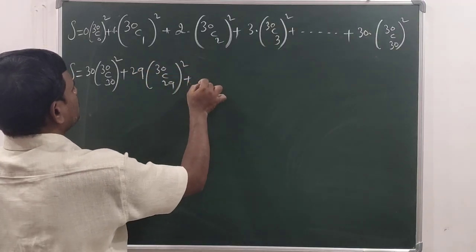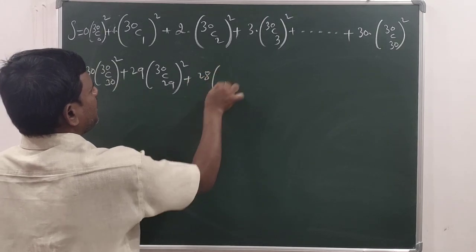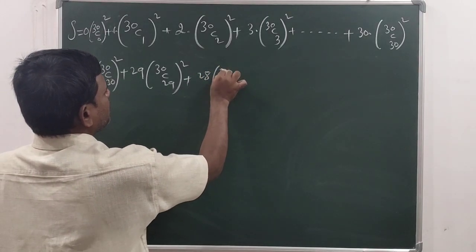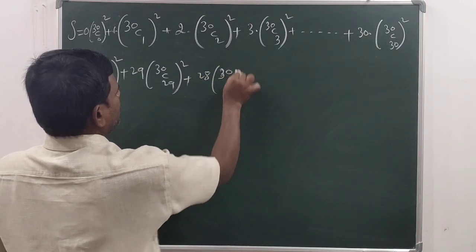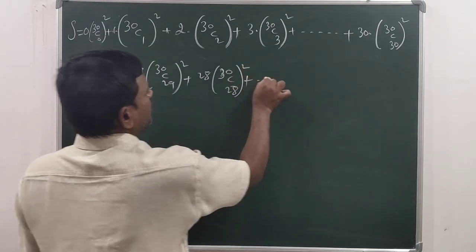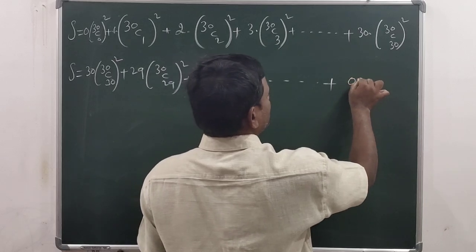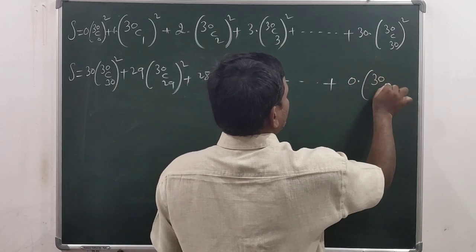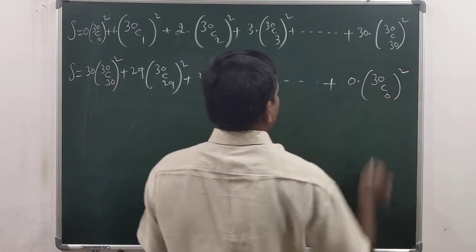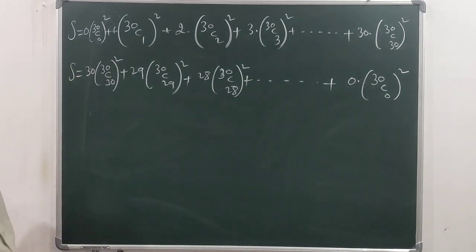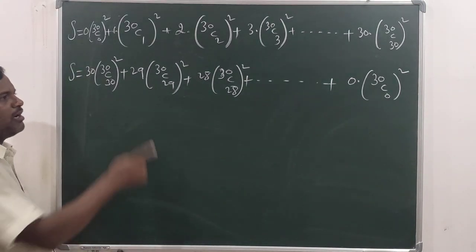Next, last 2nd, third, 28 into 30C28 whole square, and so on. Under the last one, 0 into 30C0 whole square you will get. I hope you have understood how I have written this.